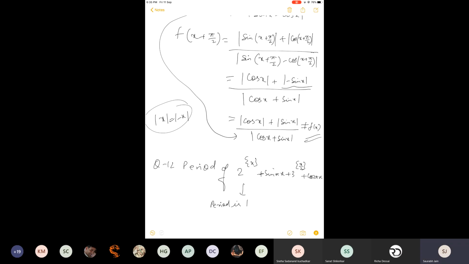Sorry, its period will be 2. Why? Because if the fractional part has period 1, so what about this? Its period will be 2. Lastly, its period is 1, 2 pi by 2 pi. What is the LCM? 2 is the LCM. That will be the answer. LCM is 2, period is 2.